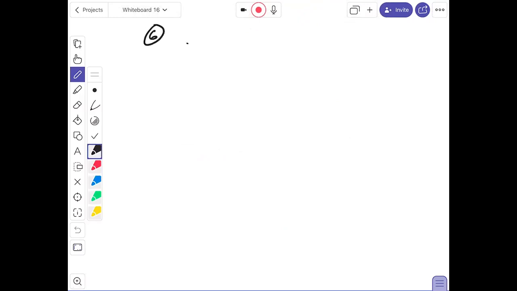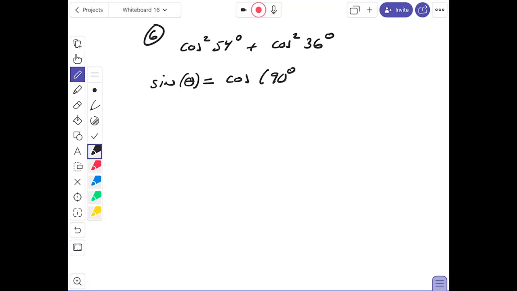What's over here? Cosine squared 54 degrees plus cosine squared 36 degrees. They say use the cofunction identities. Let me write this down for you. You know, the sine of theta is the same thing as a cosine of 90 degrees minus theta. All right, we derived those in class. So let's do that. So I'm going to write the cosine squared 54 degrees. Let me write this over here first.